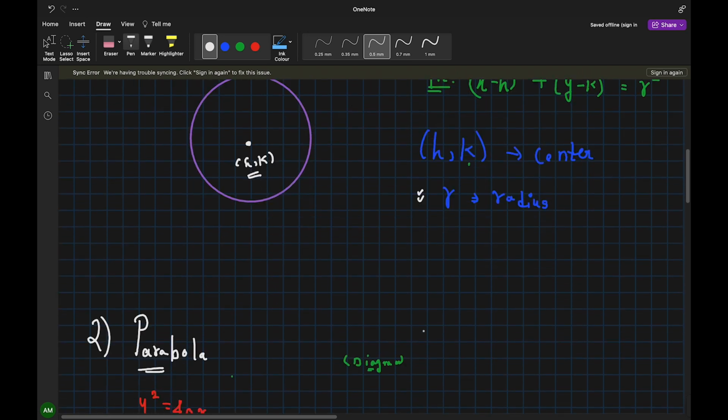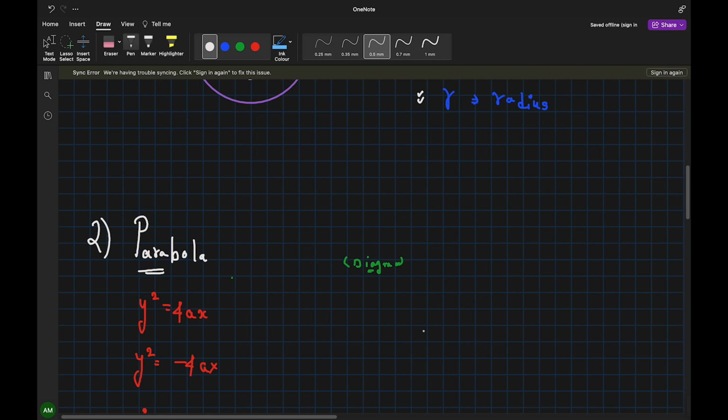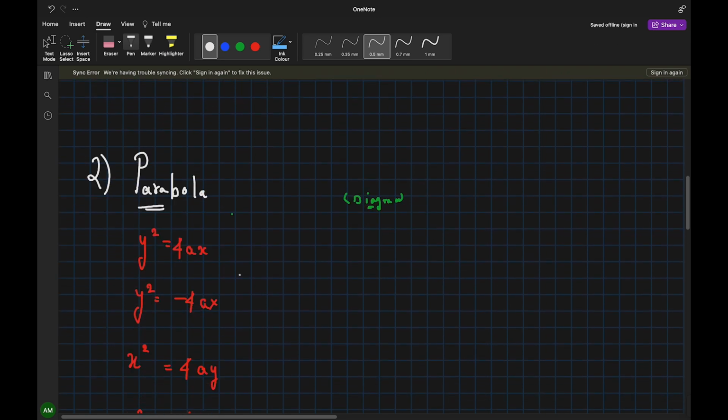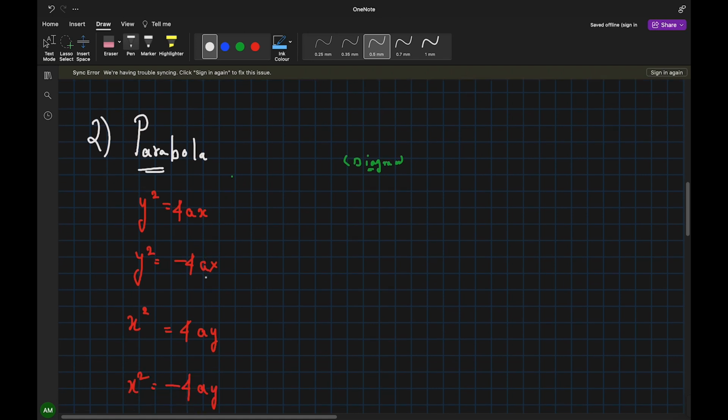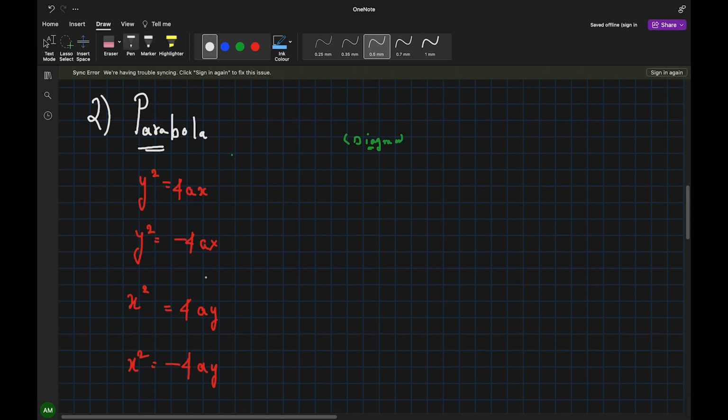Now let us talk about parabola. For parabola, there are 4 equations. First is y square is equal to 4ax, y square is equal to minus 4ax, x square is equal to 4ay, x square is equal to minus 4ay.